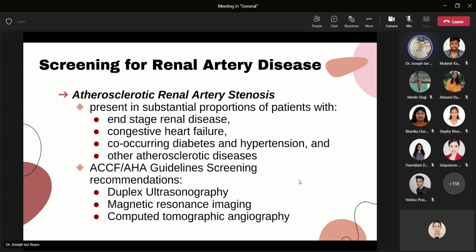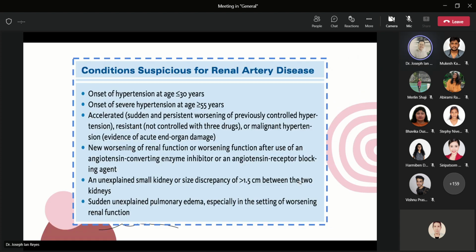Although they are expensive, if it is really needed, then you should try to convince your patients to get the screening. So these are conditions suspicious for renal artery disease. First, onset of hypertension at less than 30 years of age. So young individuals who have hypertension at an early age should get screened. It's very unlikely for us.